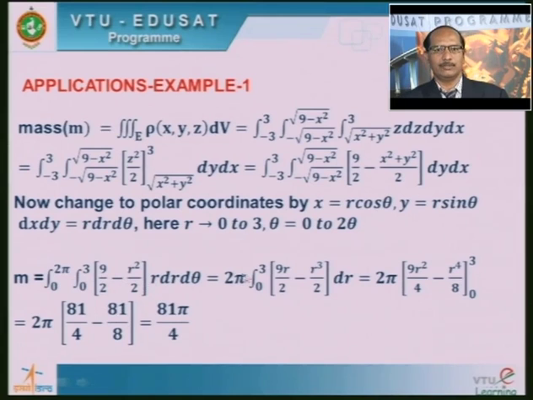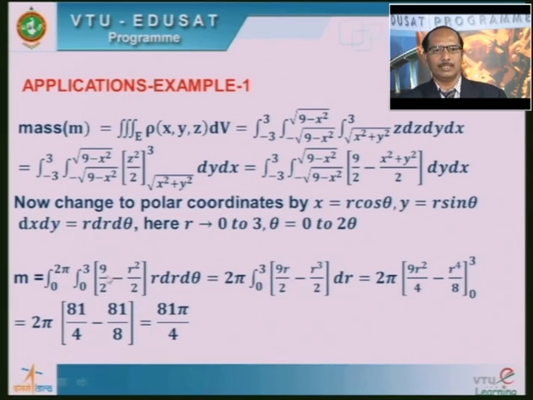Now integrate with respect to r. Here r and theta are independent, there is no mixture of r and theta in the equations, so you can integrate separately with respect to theta. 0 to 2 pi d theta: integration of d theta is theta, using the limits 2 pi minus 0, that is 2 pi. That integration is over. The remaining is r.